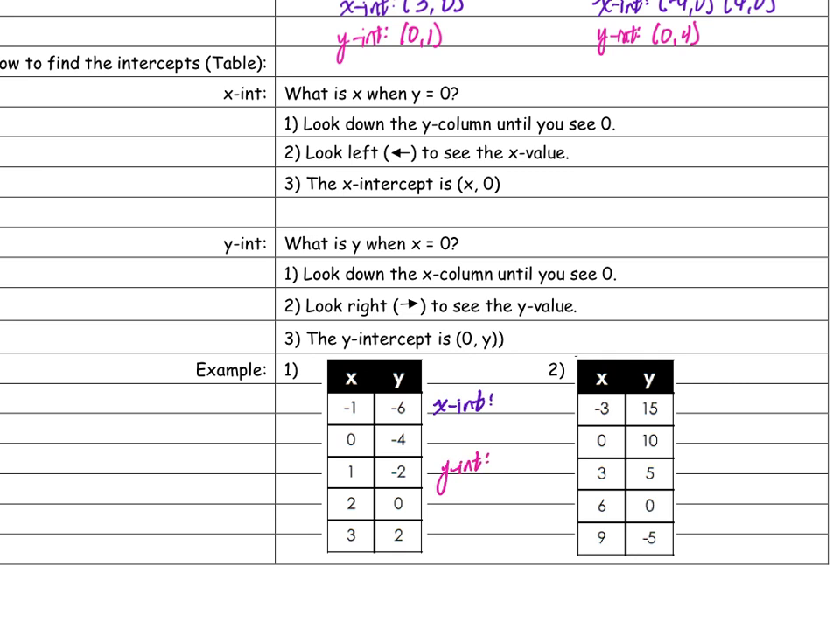Okay, so if I look down, it says if I find my x-intercept, I'm going to look down the y column, which is here. So I'm going to look down there until I see a 0. Here's my 0. And so my x-intercept is going to be right here, which is 2, 0.